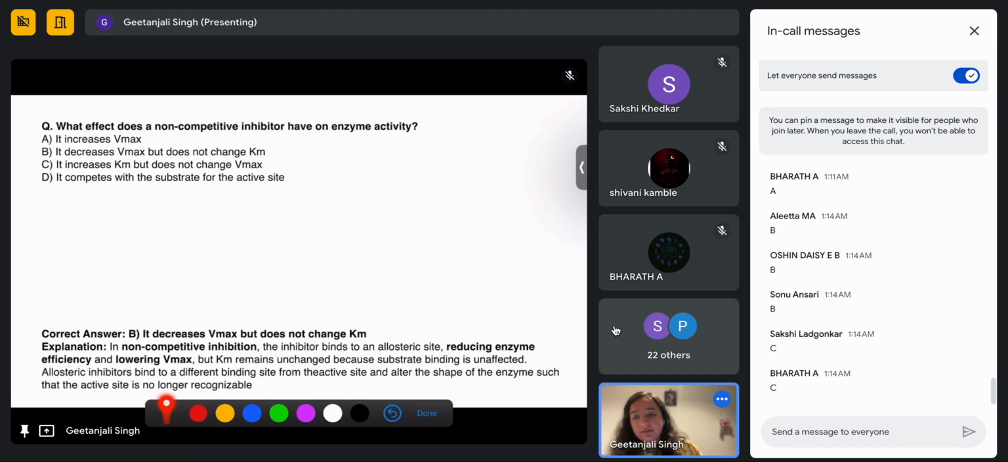Okay. In non-competitive inhibition, it binds to the allosteric site. What is an allosteric site? An allosteric site is actually another site apart from the active site. There's another cleft in which inhibitors can bind. Allosteric.